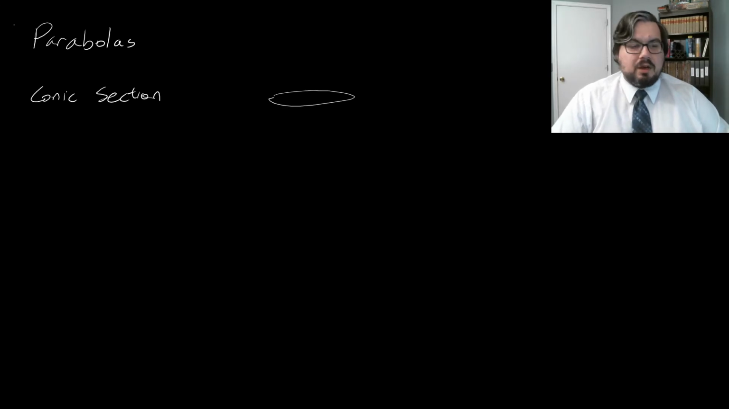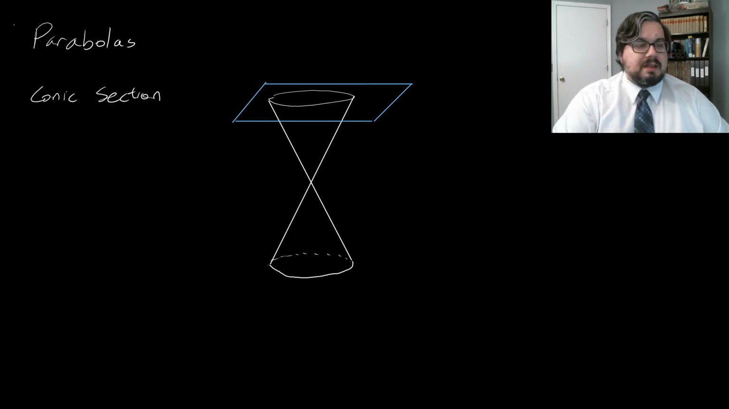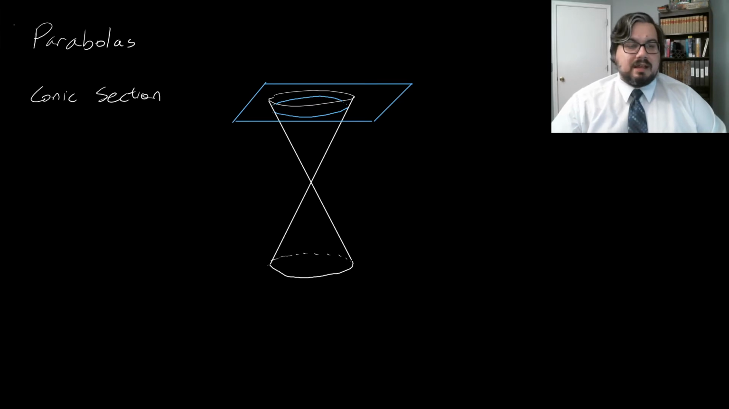So if we take a cone, and what we want to do is we really want to take a two-sided cone like this, then we can get various shapes out of this by intersecting planes with the cone in various ways. So for instance, if we take a plane which is sort of parallel to the cone, then the shape that we get out of that is a circle. So a circle is an example of a conic section.